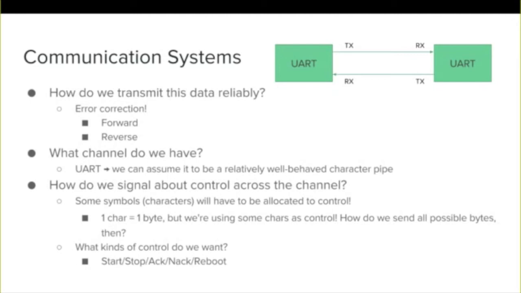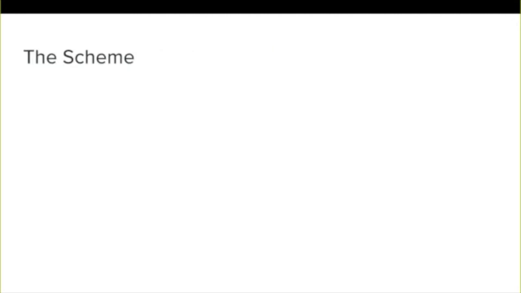Or if we get back something that looks wrong and we're like, no, this is all wrong, let me send it to you again. And we'll just call that a NACK, okay? So we have these different things that we want to be able to control. Okay, so let's build our scheme.